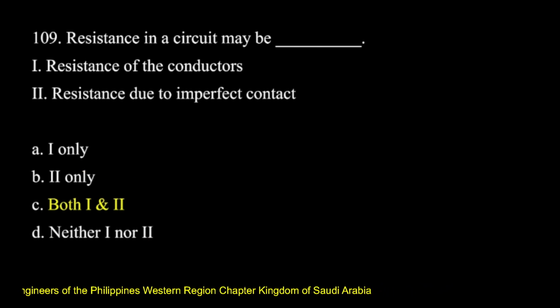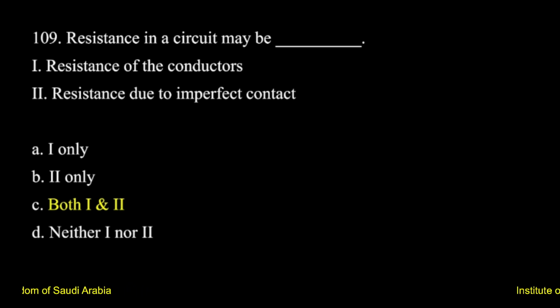Resistance in a circuit may be blank. 1. Resistance of the conductors. 2. Resistance due to imperfect contact. A. 1 only. B. 2 only. C. Both 1 and 2. D. Neither 1 nor 2.